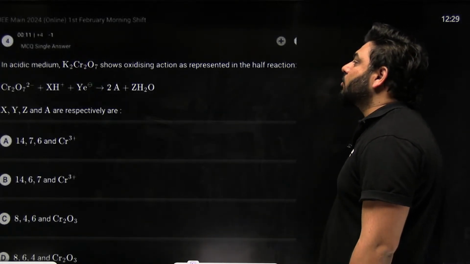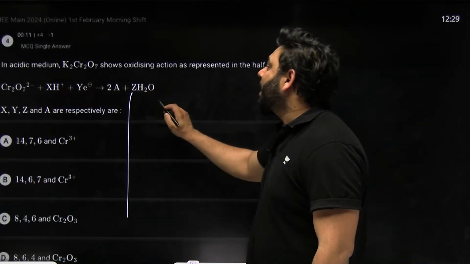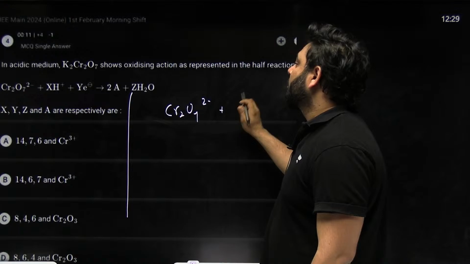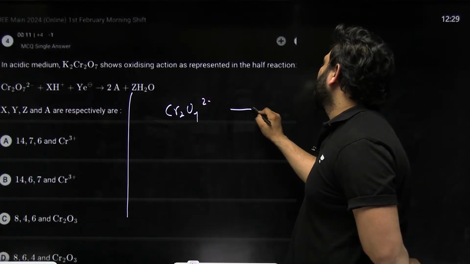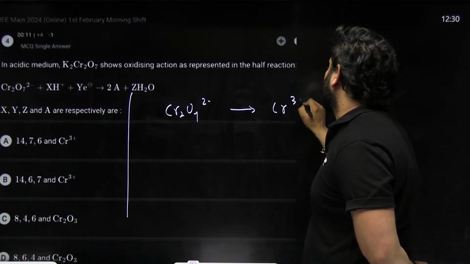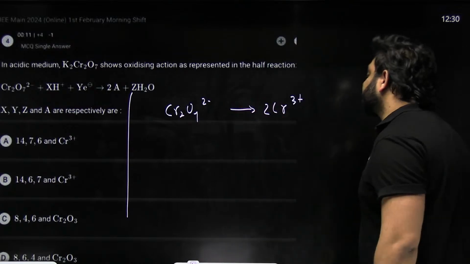In acidic medium K2Cr2O7 gives a reaction like this, XYZ, and what will it be? Try this question on your own. Cr2O7 2 minus plus, so let it be. We're not supposed to write anything right now. We know what this reaction leads to. In acidic condition, it gives you Cr3 plus, so it will become 2Cr3 plus in order to balance the number of chromium atoms.